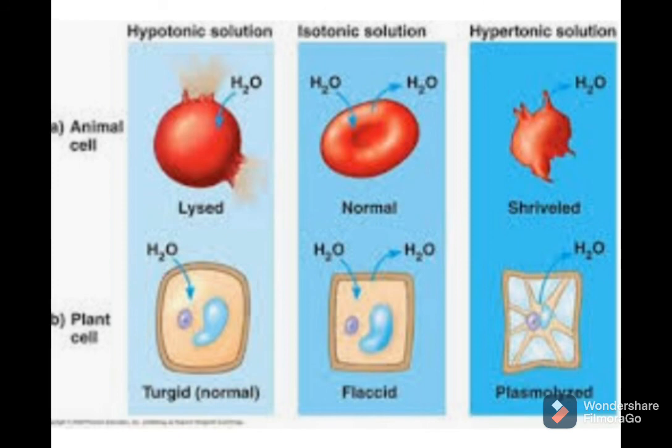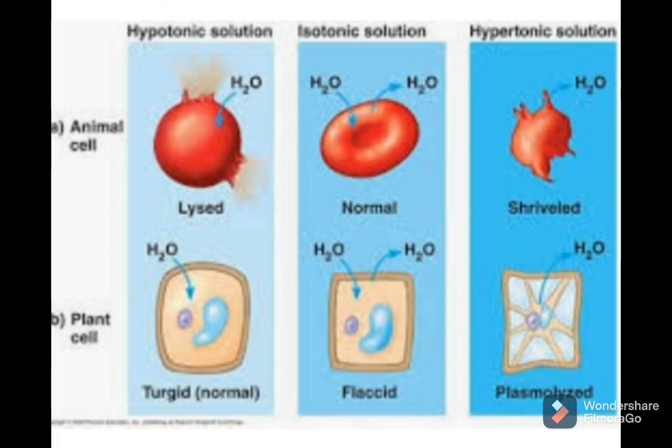So these are the three types of solutions. And what is the nature of the cell when we put it in different types of solution? In a hypotonic solution, the cell becomes turgid. In isotonic, the cell remains as it is, and in hypertonic, it shrinks; the size of the cell decreases. So these are the three types of solution, and osmosis and diffusion.